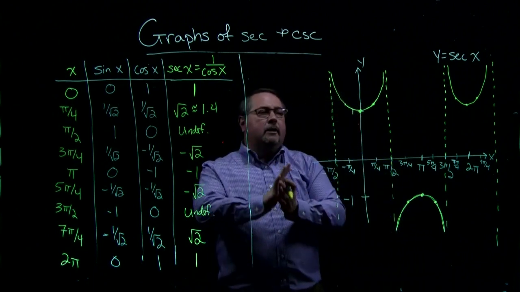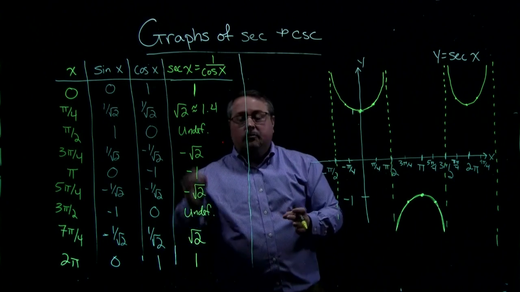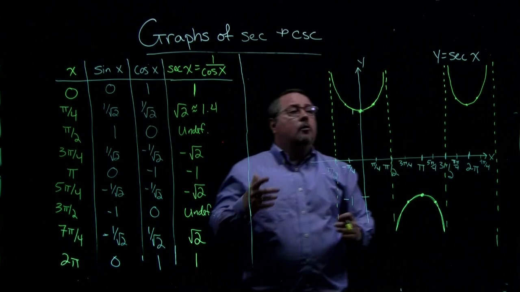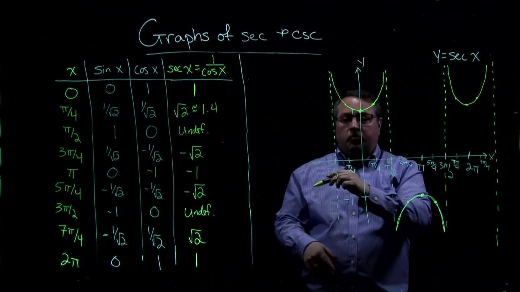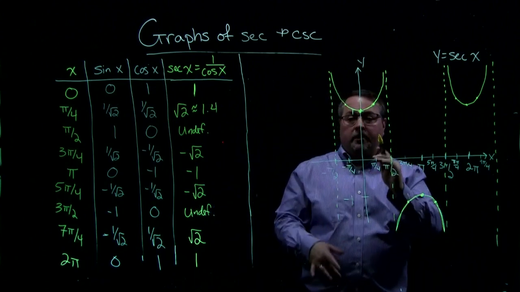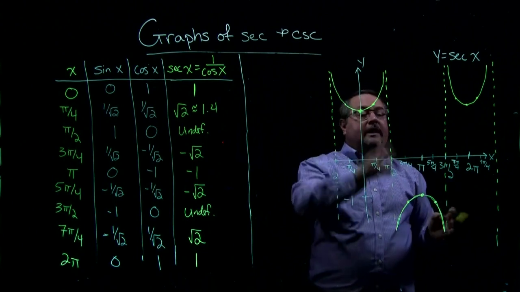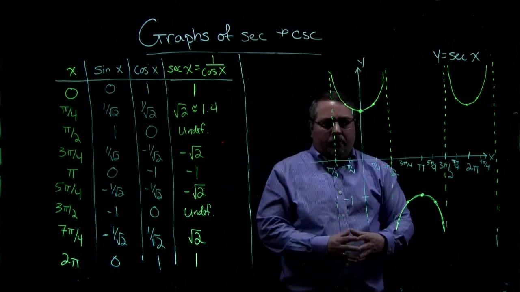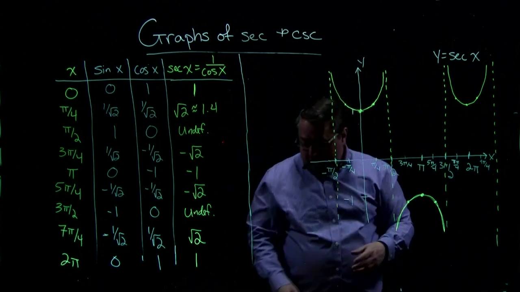Okay, so now we have a third classification of graphs. We had the sine and cosine graphs, which were very similar looking. They were both waves. We had the tangent and cotangent graphs, which were both kind of these S-shaped curves with a period of pi. Secant and cosecant, it will turn out, have very similar shapes. Okay, so a few things we want to note about this graph.